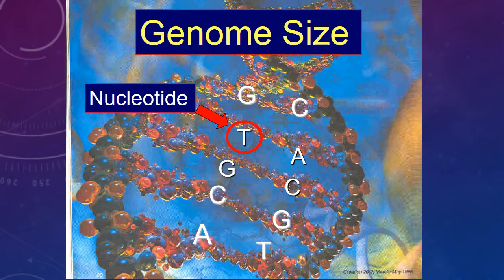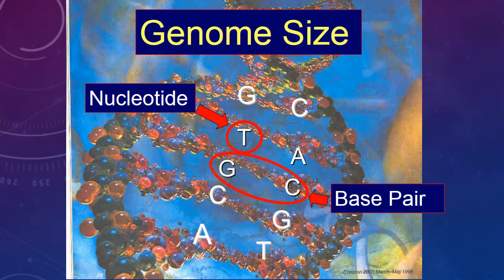The nucleotide is one letter, okay? And typically when we talk about the size of the entire library, we talk about base pairs. Base pairs is complementary, so base pairs is half the amount of letters of nucleotide. So let's just get into that.